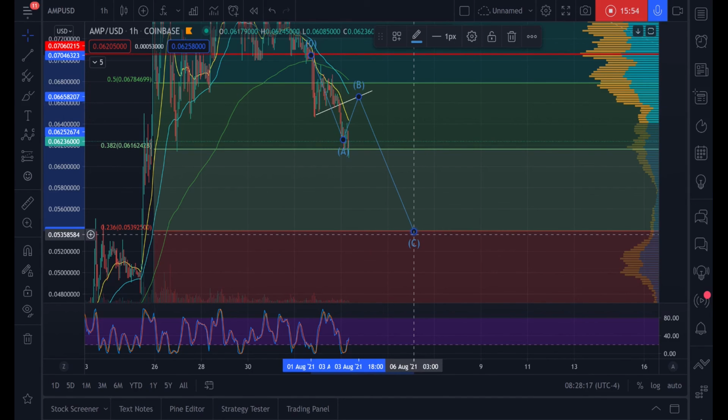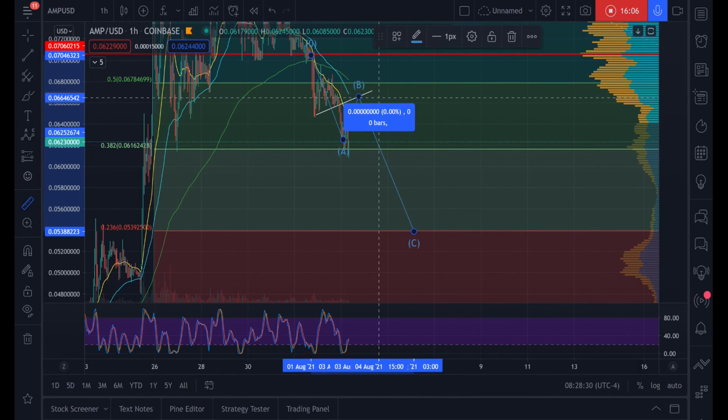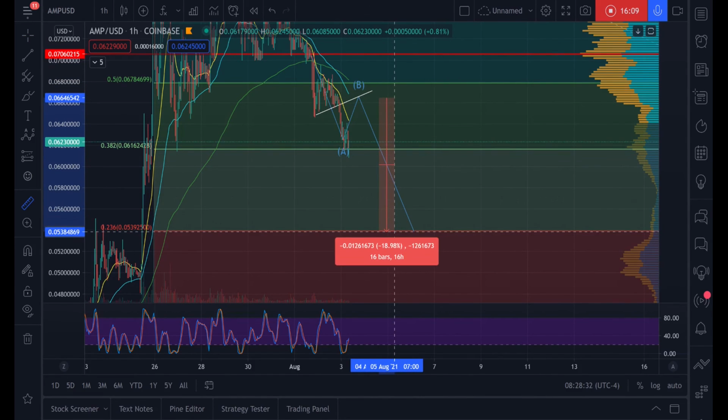Or if you're doing leverage, this is a great short opportunity right here on the retest. You wait until it hits that, and then it turns around and you short. And whether you short on leverage or you just short on spot, that's a good 19% more coins, or a 19% short.